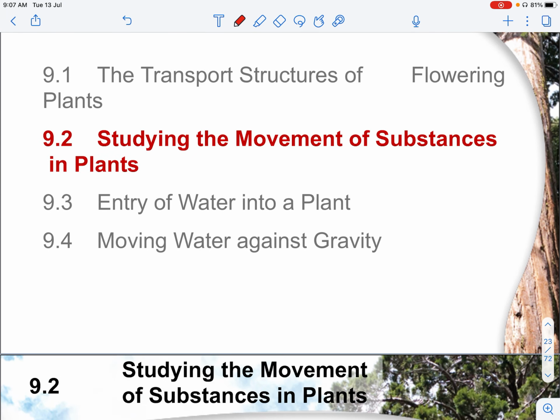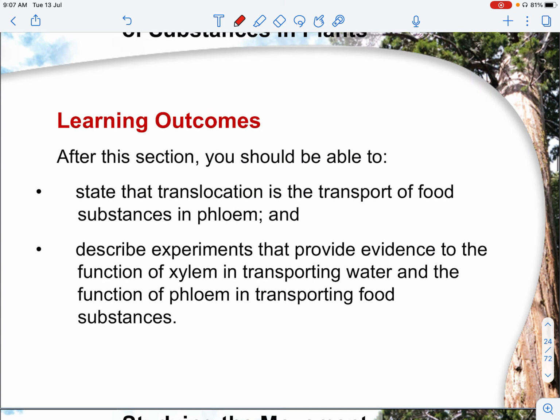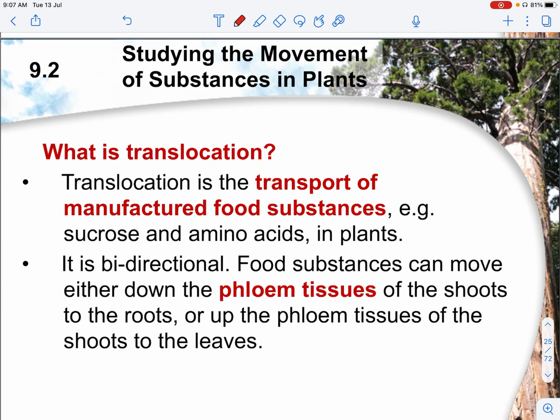Okay, now how do we study the movement of substances in plants then? So first of all, we need to understand how substances move in plants. It is by the process of translocation, where translocation is the transport of manufactured food substances like sucrose and amino acids in plants. What is meant by bidirectional? Bidirectional means it moves to the top of the plant and it moves to the bottom of the plant, and that food substances can be transported through the phloem tissue from the shoots to the roots or vice versa.